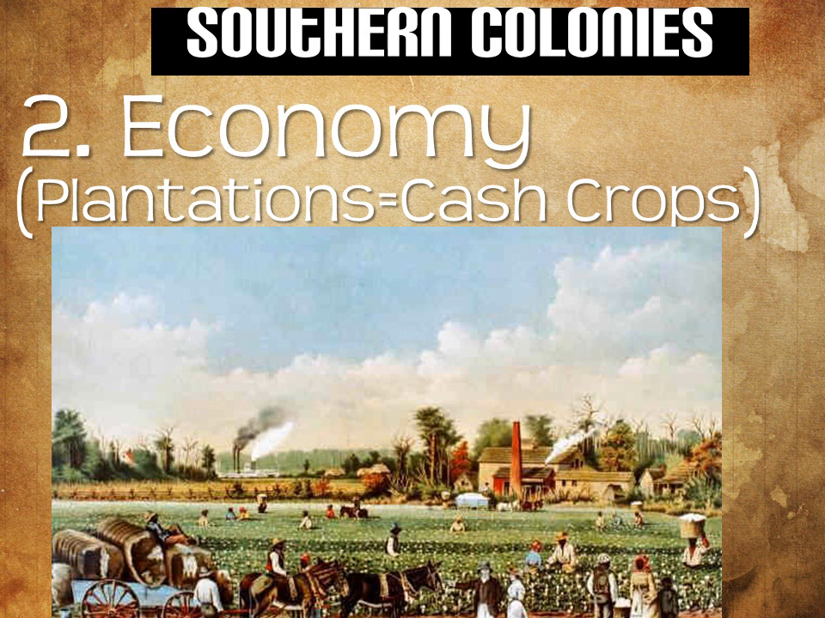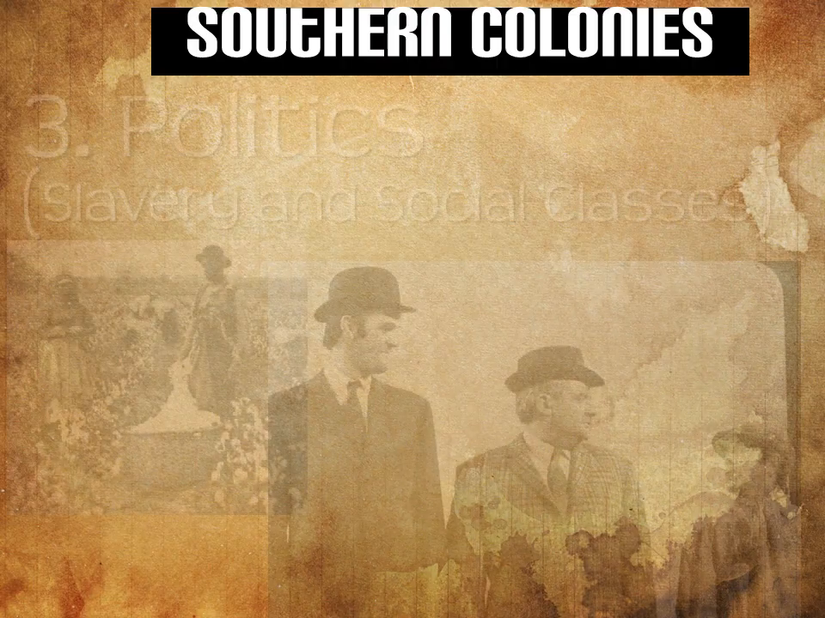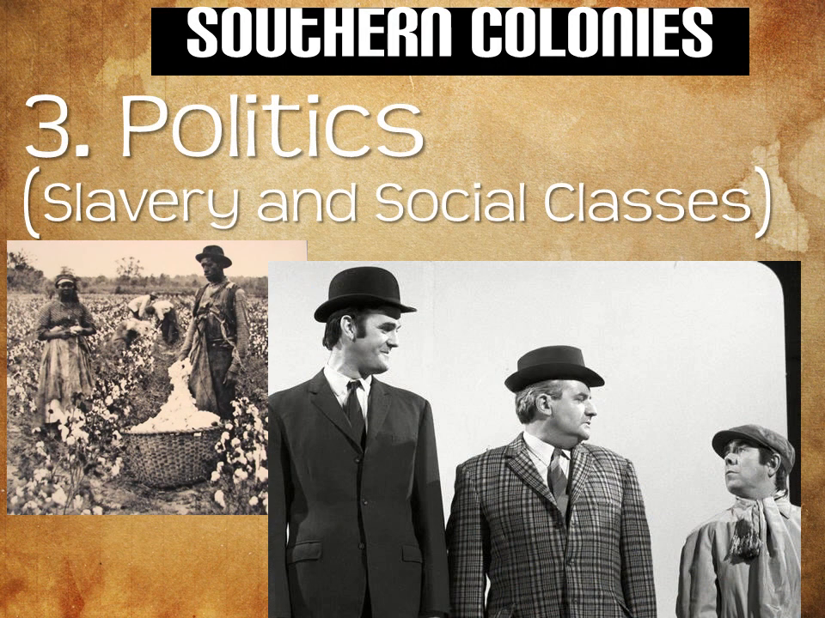Now, sadly, because of cash crops and also what we call the plantation system, they felt the need to use slaves so that they could make money and harvest all those crops. So really the politics in the South was made around slavery and also what we call social classes. Social classes means if you were poor, you were probably not treated as well. But if you were rich, you were treated really well. So the politics was all about keeping slavery around and making sure that you were wealthy so you were treated well.